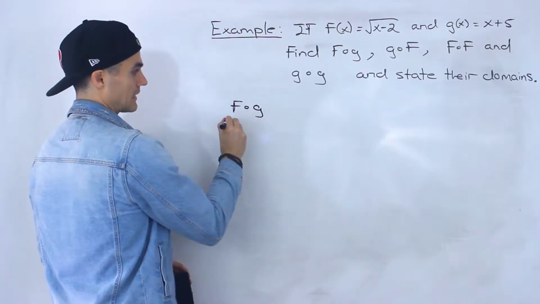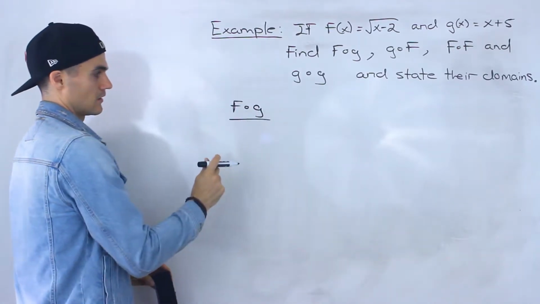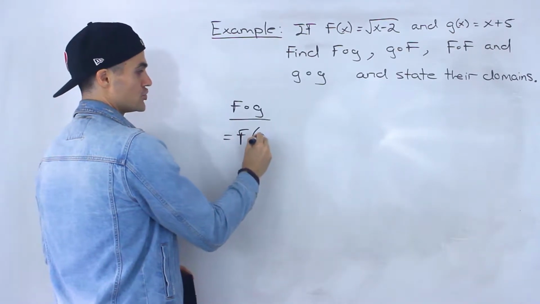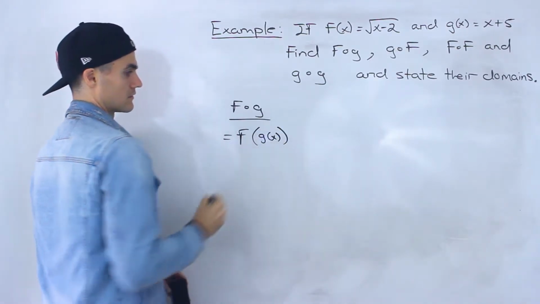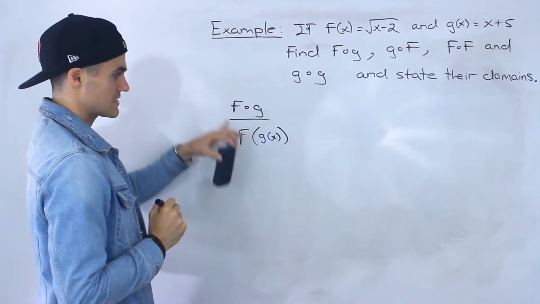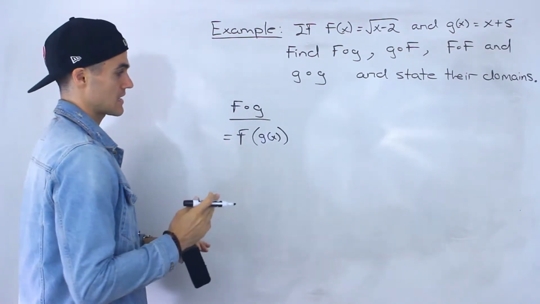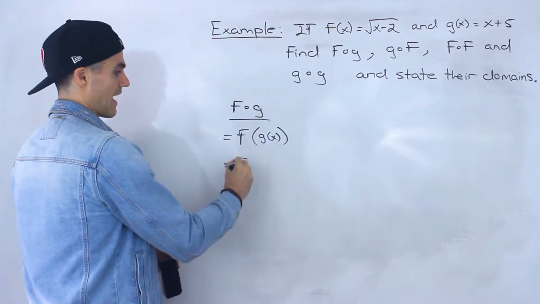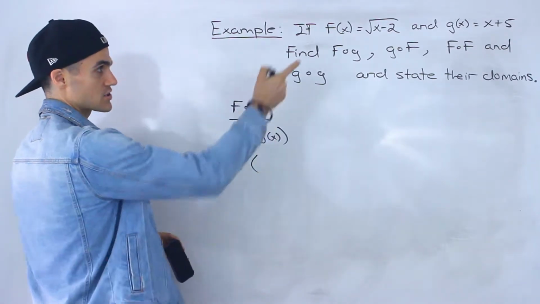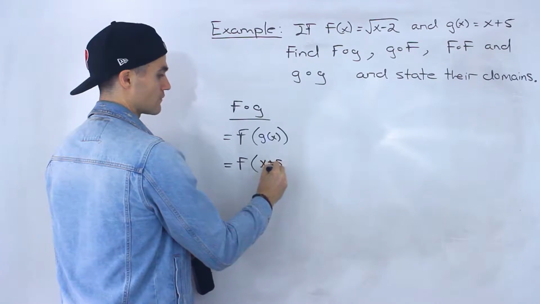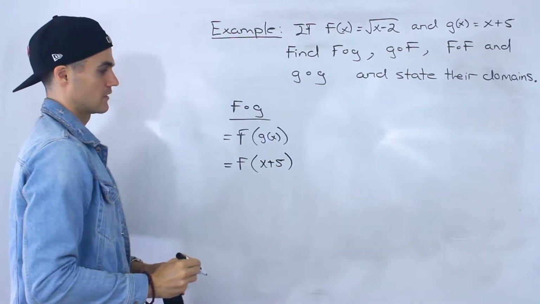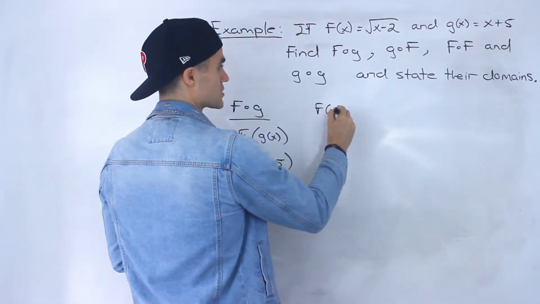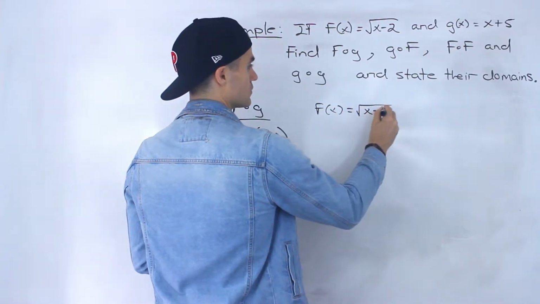If you see something like this, it is the exact same as f of g of x. This and this are the exact same thing. So what we can do is rewrite this as f of what is g of x. g of x is x plus 5. Okay, so we know that f of x equals the square root of x minus 2.